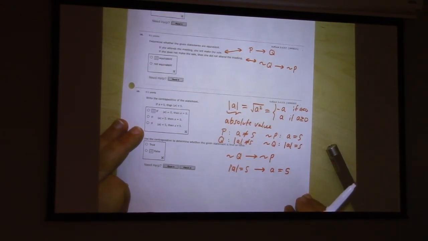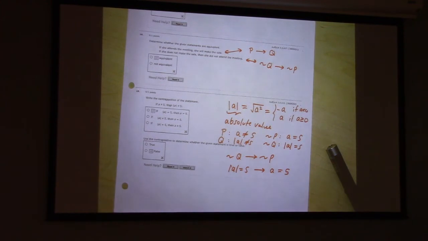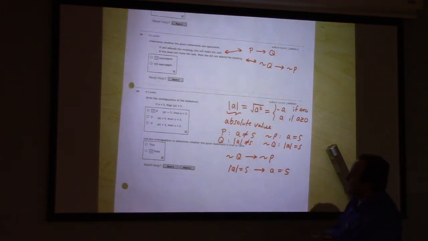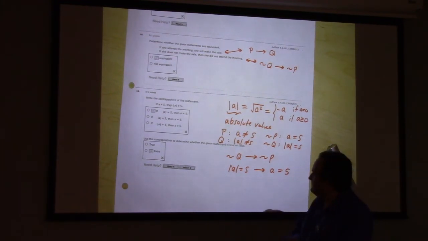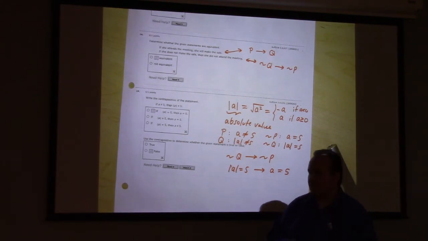Is that true? Yep. Well, is the original statement true? If A is not equal to 5, is the absolute value of A not equal to 5? How about if, yep. What's the absolute value again?